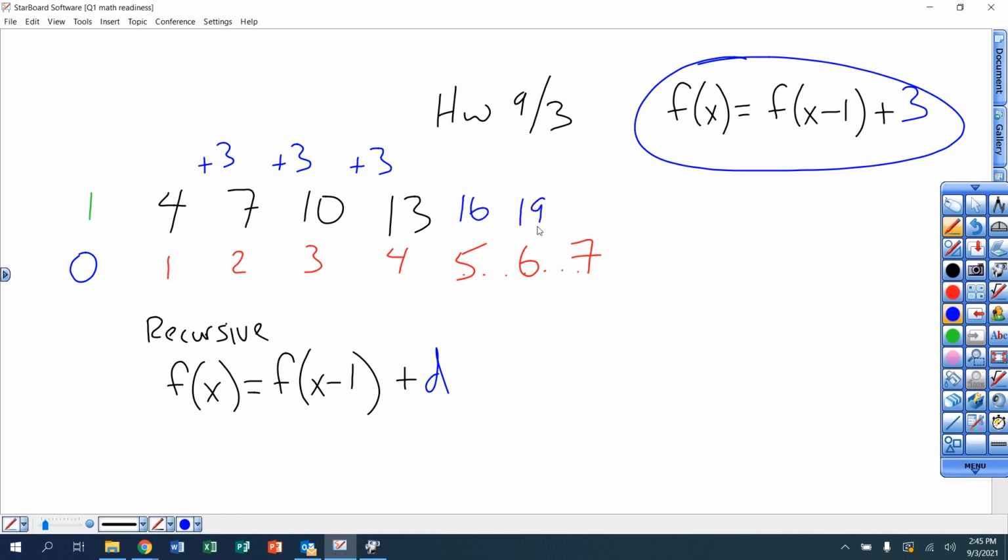That is a recursive pattern. Using the number before it and adding 3. To find the 5th term, I use the number before it, added 3. To find the 6th term, I use the number before it, added 3. The way that looks in function notation is this. To find that 5th term, I plug in an actual 5 in there in the X spot.